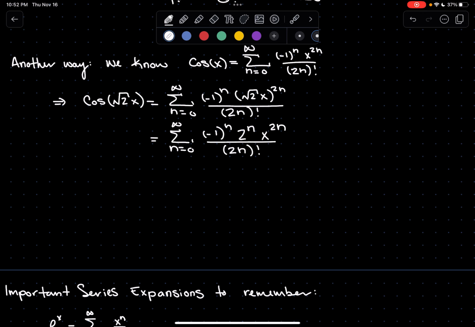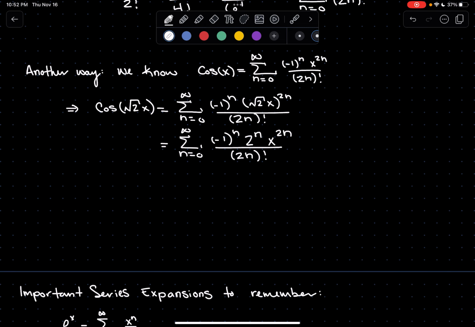It's also a lot quicker if you know the series expansion for cosine. You can just modify it, just like we did for 1 over 1 minus x, right? So it's important to memorize these. They'll become useful in the future, but I mean, you don't have to if you don't want to.